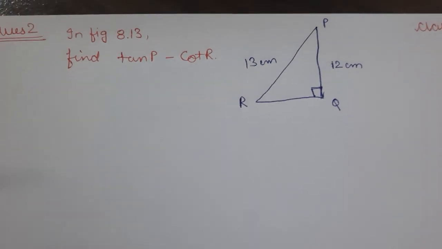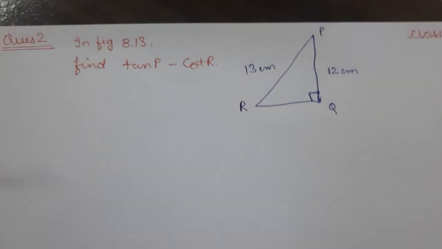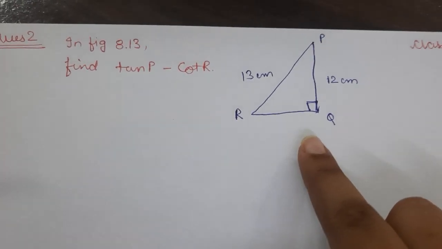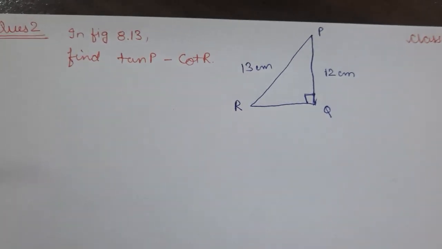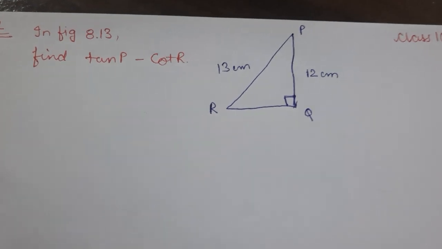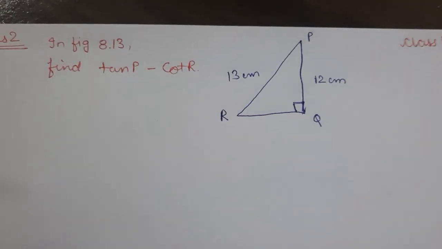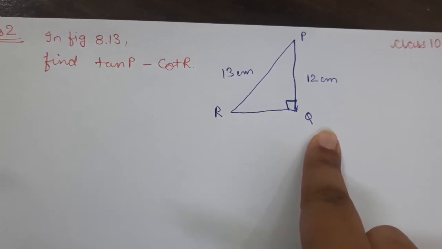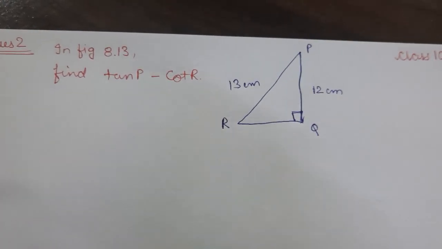Question number 2 says that in the figure 8.13, the figure which I have already drawn for you, we have to find tan P minus cot R. This is the figure given in your NCERT book as well. So let's continue with this question. First of all, we need to calculate the value of RQ.